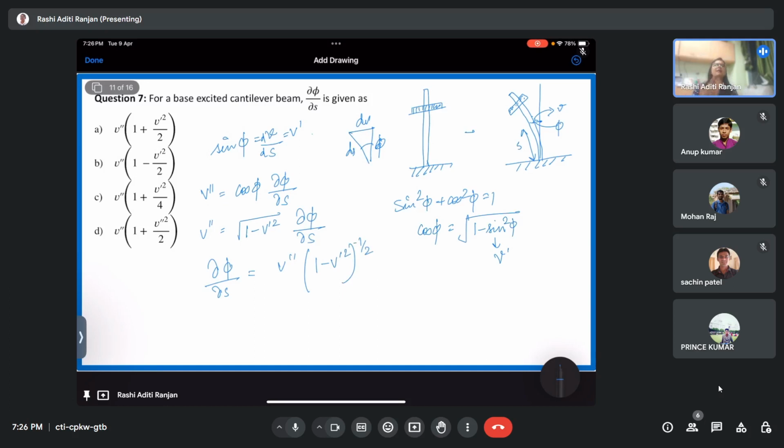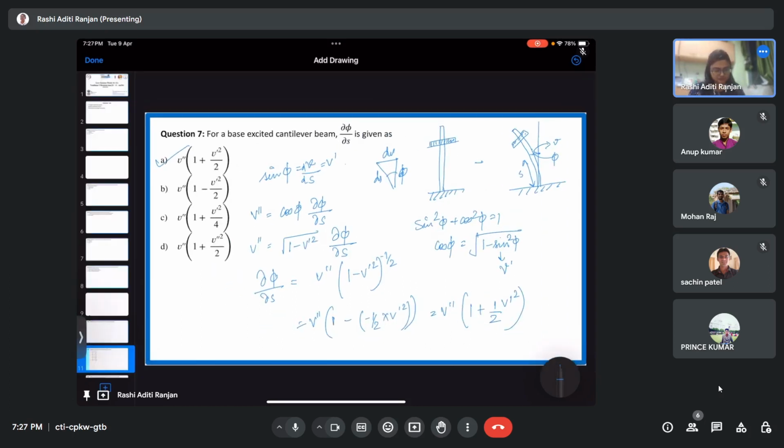Now, by using the binomial expansion, if you remember, we try to expand these kind of terms. I can write it as v double dash into 1 minus minus 1 by 2 into v dash square. So I'll have v double dash into 1 plus 1 by 2 v dash square, correct? So what is my correct option? This one is going to be my correct option. Okay, I hope that this is clear to you all.